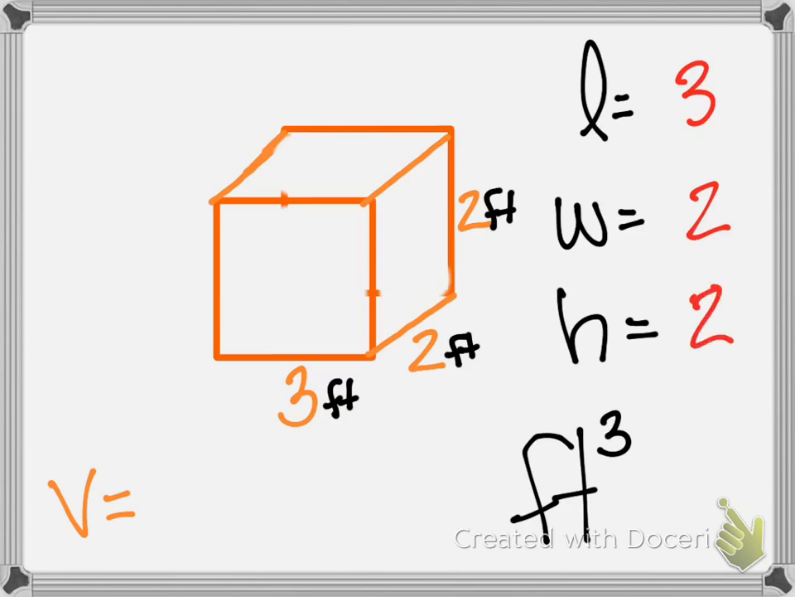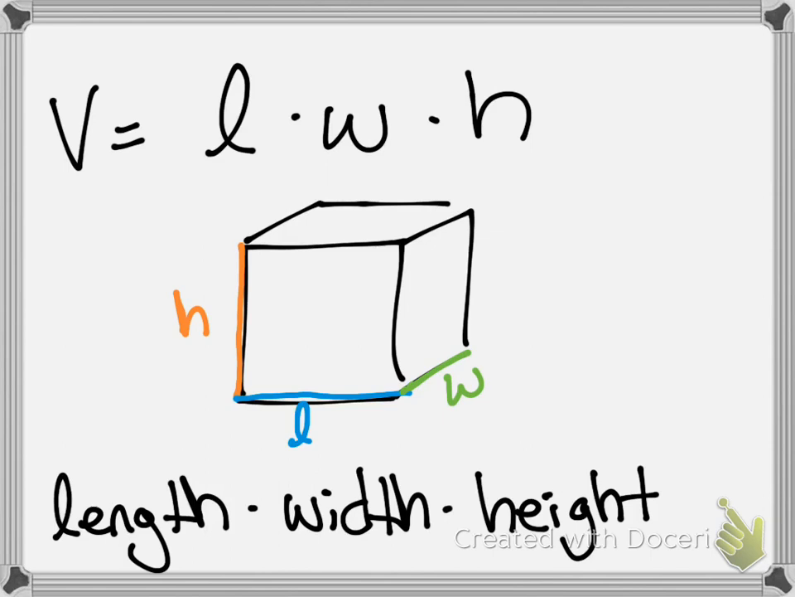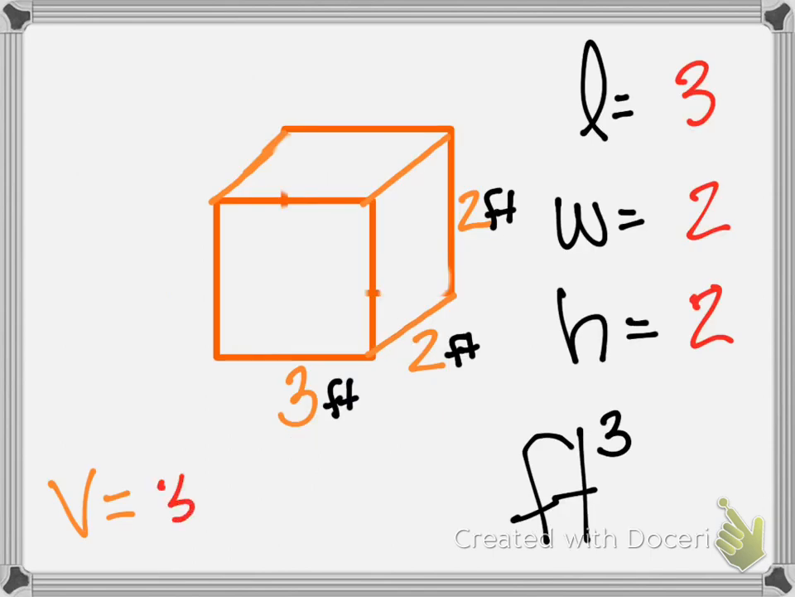2. And we know our formula is length times width times height. So it's going to be 3 times 2 times 2. Who can tell me what 3 times 2 times 2 is, Anita? It is 12. So the volume of this box would be 12 feet cubed.